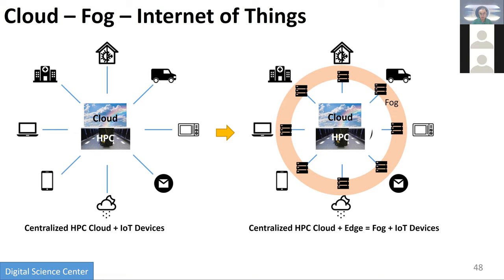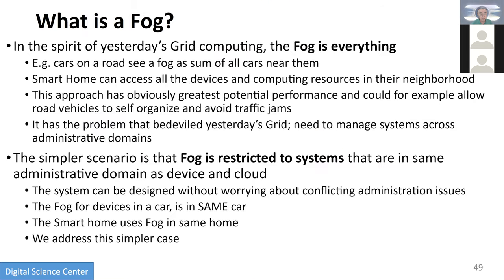And as far as I know, the architecture on the right is the default architecture. And people work on making the fog look like the cloud. Because if you're sitting in the device, you don't want to have to worry too much about where your data is going to be processed. And if it's processed locally, it should have the same interfaces as if it's processed in the cloud. And I think I've already said that.